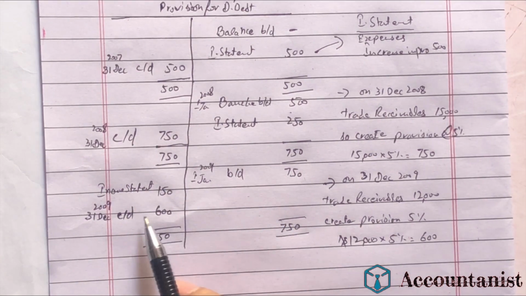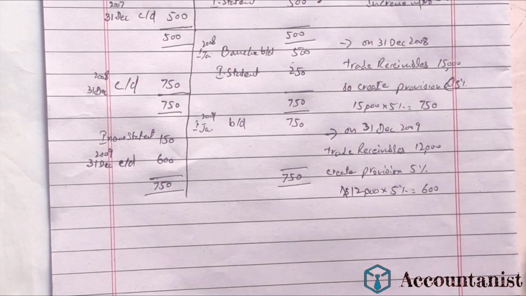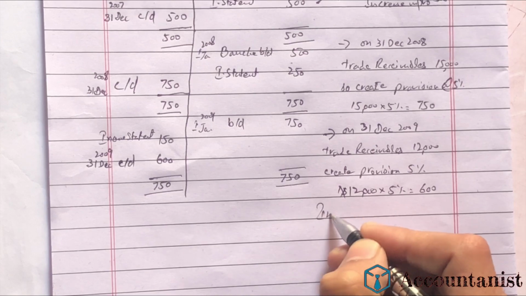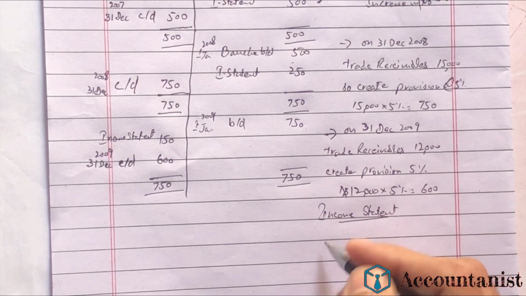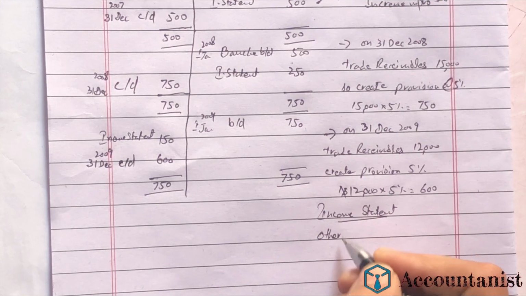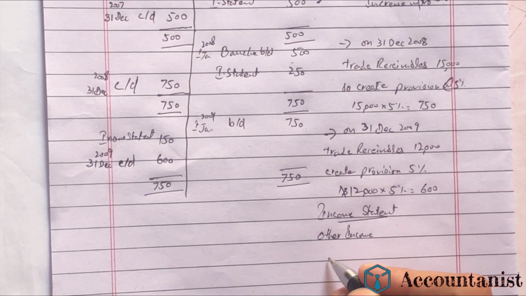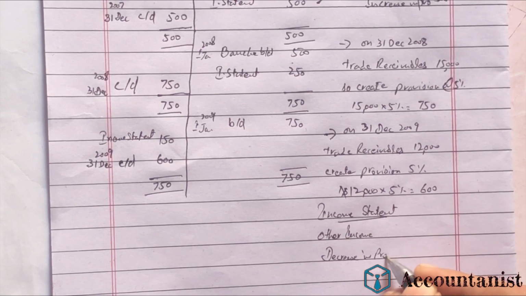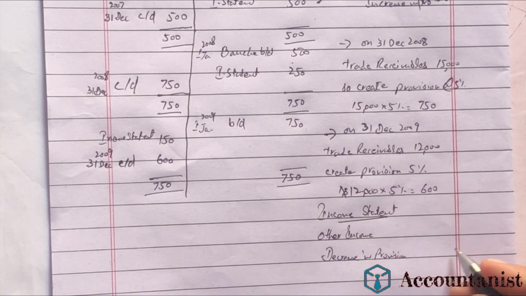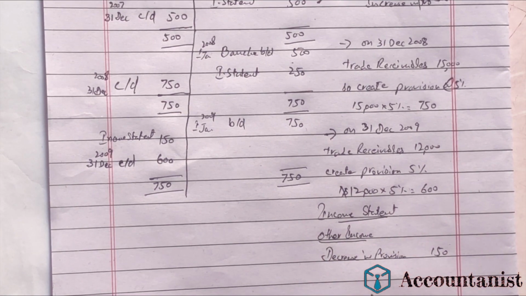Now because this is a decrease in provision, this figure goes to the income statement in the other income section, after the gross profit. In the other income section we'll write down decrease in provision, and we'll write down the number 150. That's how we are going to present this in the income statement.